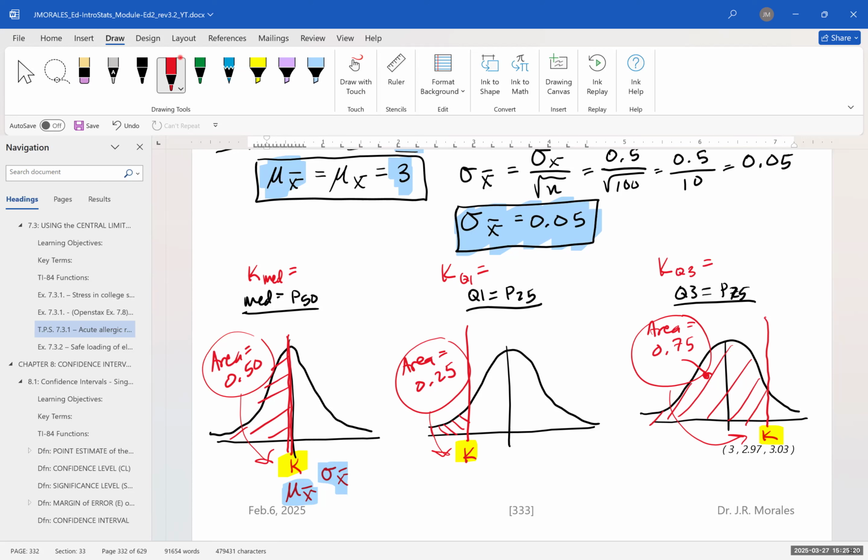Actually, the value of k for the median is where 50% of the data is on one side. And we already know what that is. It's 3, right? Because that's equal to 3. So we have that one right off the bat. So what we have to do now is calculate these other two.